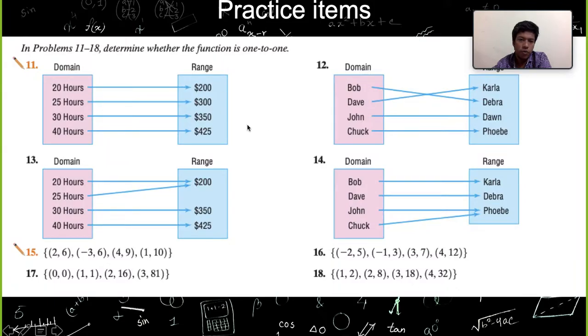Then we have more practice. This is the practice items. We plan for you to give a try to practice all of them. Here it is like in the problem. This is determine whether the function is one-to-one. Try to find out if it is one-to-one or not.